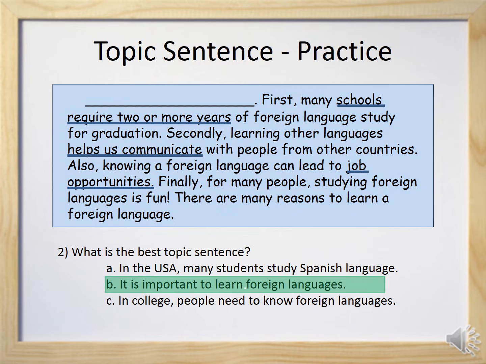Now, why can't the answer be A? In the USA, many students study Spanish language. That sentence is true. Well, A can't be our topic sentence for this paragraph because this paragraph never mentions Spanish language. This paragraph is about foreign languages, not only Spanish language. So A can't be the topic sentence. What about C? In college, people need to know foreign languages. Well, sometimes sentence C is true, but again, C can't be our topic sentence because this paragraph doesn't talk only about foreign languages and college. It talks about other topics, so C can't be the topic sentence for this paragraph.